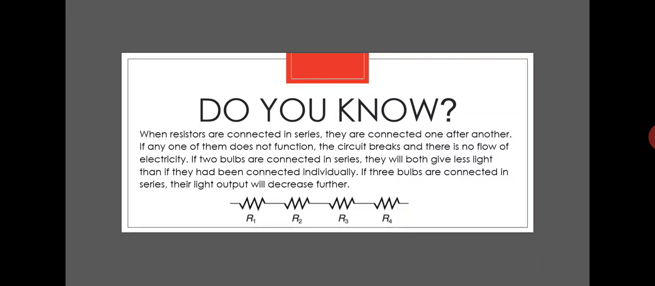When two bulbs are connected in series, their effective resistance increases and the total potential difference gets divided across them. Hence, each bulb gives less light as it gets less potential difference across it. When three bulbs are connected in series, the potential difference across individual bulbs decrease further, hence light output decreases further.